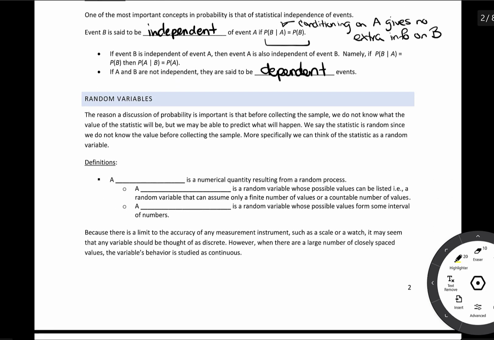All right, next we're going to talk about random variables. So the reason a discussion of probability is important is before collecting the sample, we don't know what the value of the statistic will be, but we may be able to predict what is going to happen. We say that the statistic is random, again, because we don't know what the value is before collecting the sample. And more specifically, we can think of the statistic as a random variable. So a random variable is a numerical quantity resulting from a random process.